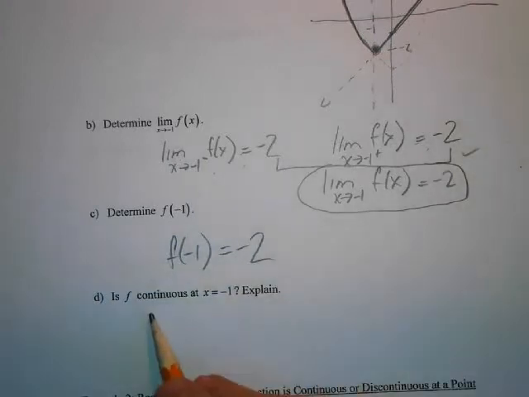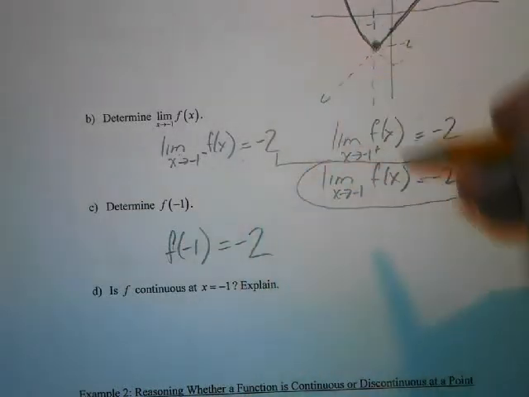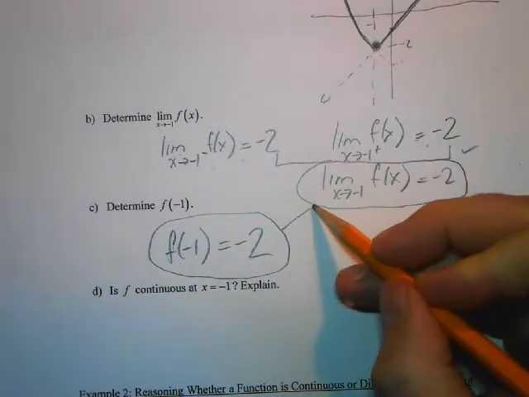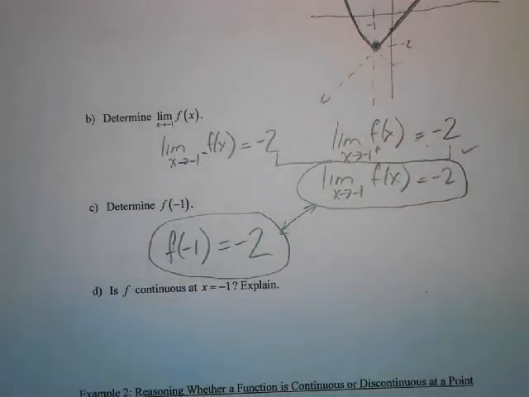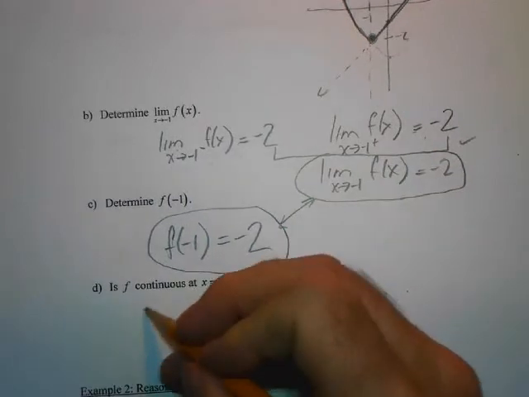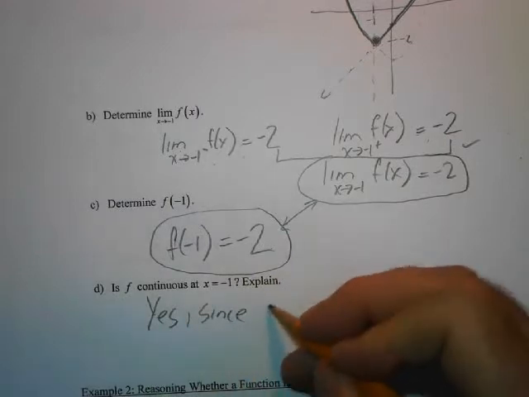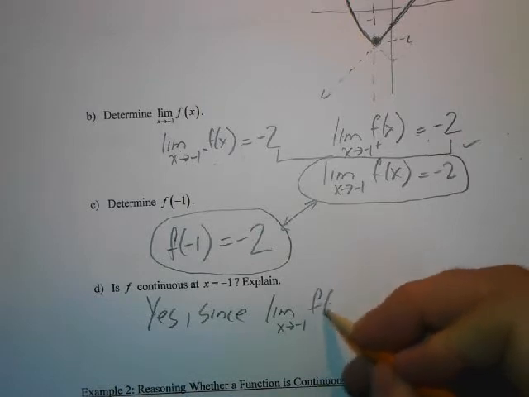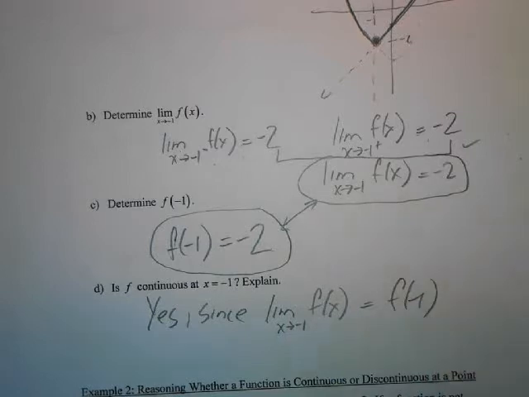Okay, and then it says, is f continuous at x equals -1? Since this value of the function is equal to the limit as the function approaches x equals -1 from both sides, since these are the same value, then it is continuous. So therefore, yes, since the limit as x approaches -1 of f of x is equal to f of -1.